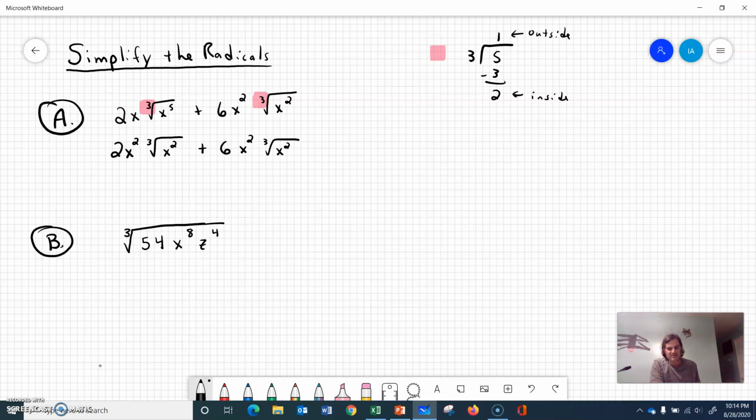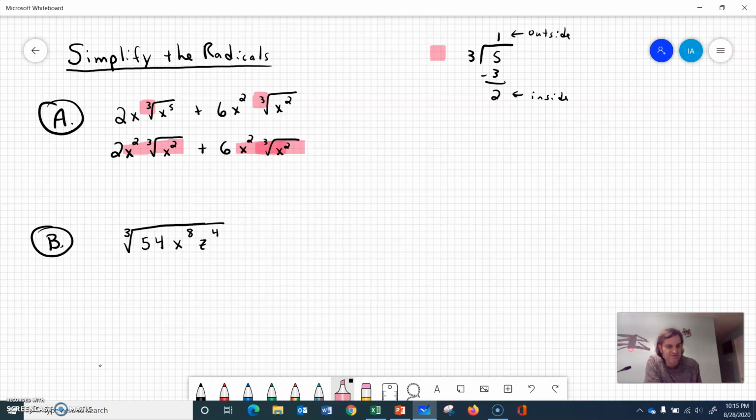So let's see. All the root and variable parts have to be the same to be able to add them together. So in the first one we have 2x squared cube roots of x squared plus 6x squared cube roots of x squared. Something's not dragging over here. I think I may have frozen. There we go. So those are the same.